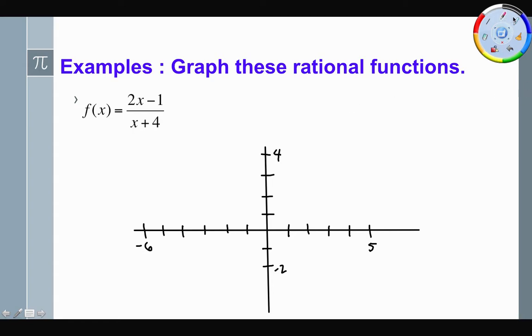So let's take a look at the parts. All right, so first of all, our vertical asymptote. As you recall, a vertical asymptote is anything that makes the denominator 0. So our vertical asymptote is only 1 in this case. It is x equals -4. Our horizontal asymptote is, because these both have x to the first power, the ratio of leading coefficients, and therefore it is 2 divided by 1, which is a 2.